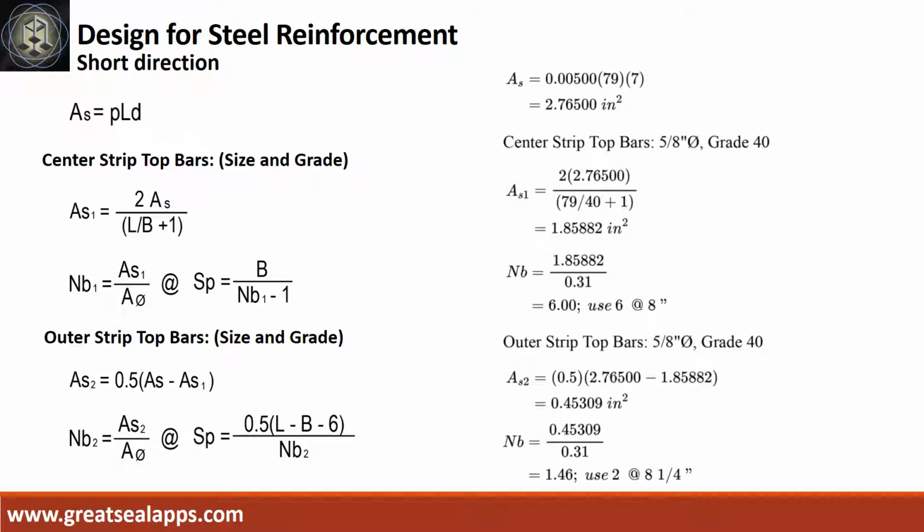Continue at short direction. Given Rho equals 0.005, L equals 79 inches, and D equals 7 inches, the area of steel for short direction bars is 2.765 square inches. The area of steel at center strip is 1.85882 square inches, and the number of bars for 5/8-inch diameter is 6. The area of steel at outer strip is 0.45309 square inch, and the number of bars for 5/8-inch diameter is 2 on each side.